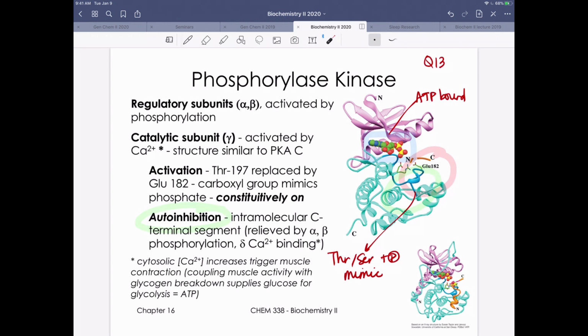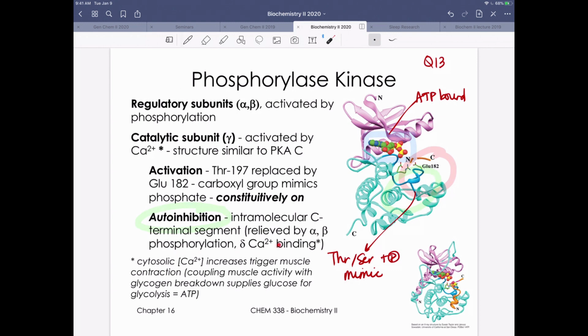And you have a homework question that has you look at the similarities with what we see with the catalytic subunit of PKA. What we have shown on this slide is actually the catalytic subunit. Regulatory subunits, we're not going to look at the structures of them, but they are activated by phosphorylation. We've got this gamma subunit that's going to be activated by calcium levels, by binding calcium.